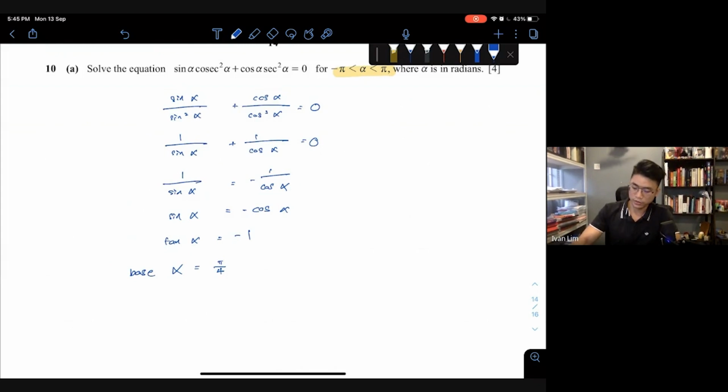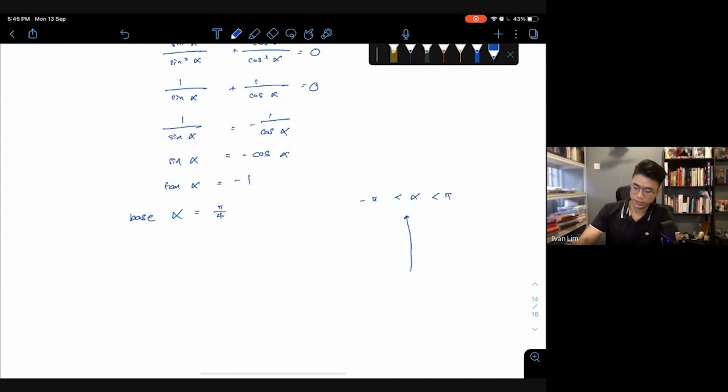Okay, the range that we want is negative pi less than alpha less than pi. So this would apply to our ASTC graph.